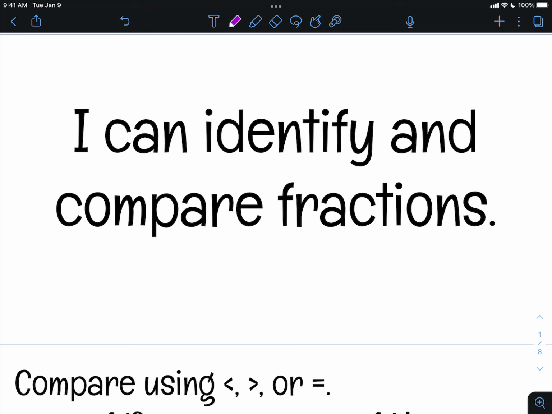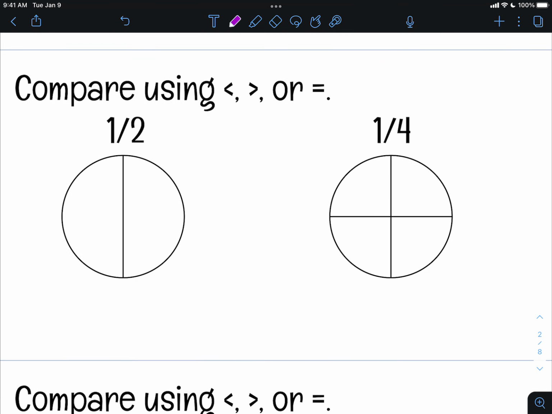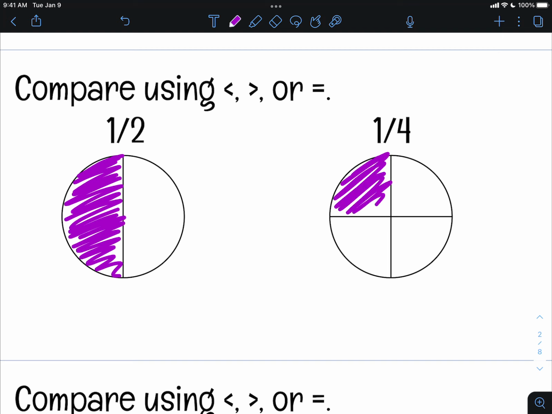I can identify and compare fractions. Let's compare 1/2 and 1/4. 1/2 means we have something cut into two equal parts, and we're going to shade in one of them. For 1/4, we have four equal parts, and we're going to shade in one. I shaded more for 1/2. That means that is the bigger fraction.